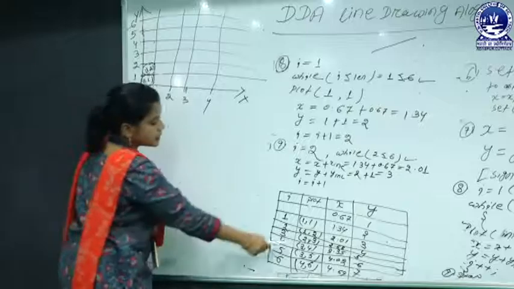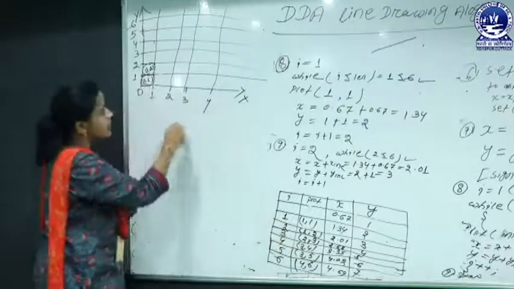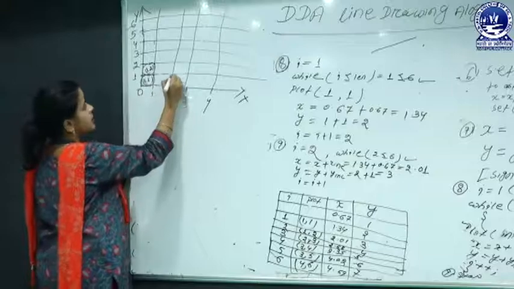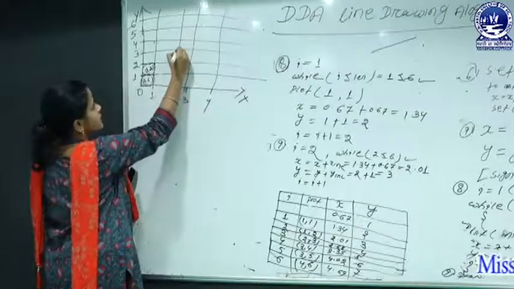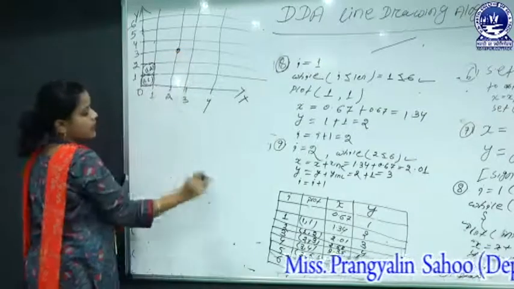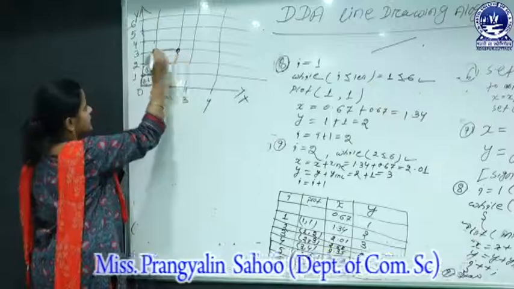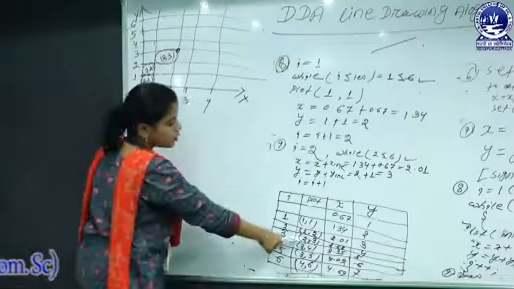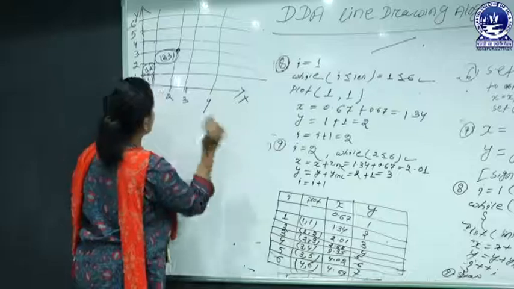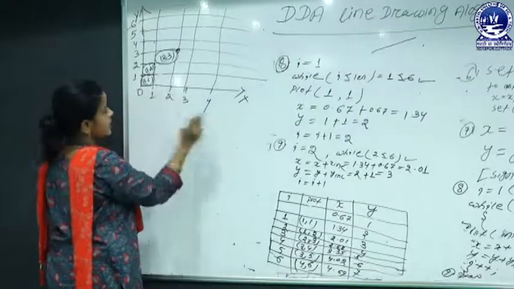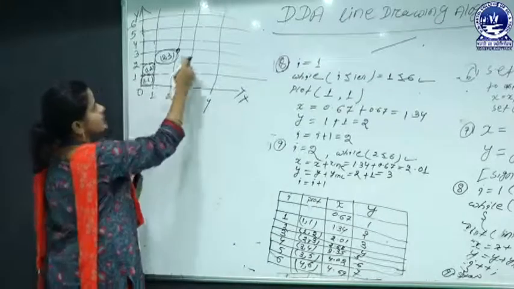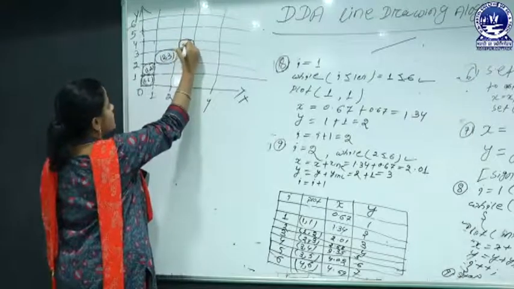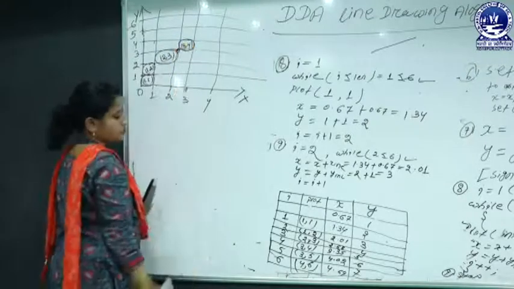Now we draw the next pixel point, 2, 3. That means the x axis is 2 but the y axis is 3. So this pixel point is located in this given cell. Now goes the next pixel point, 3, 4. That means the x axis is 3 but the y axis is 4. So this cell contains the next pixel value, 3, 4.